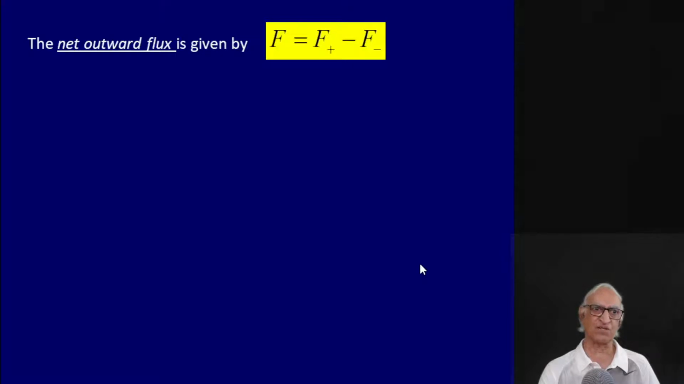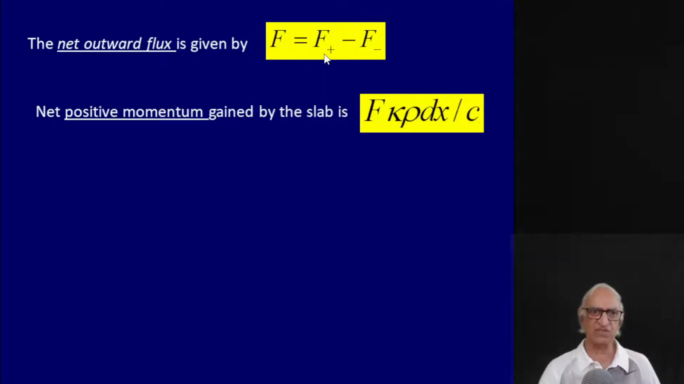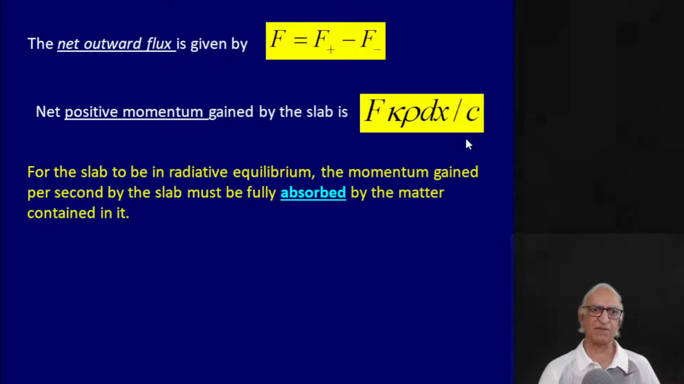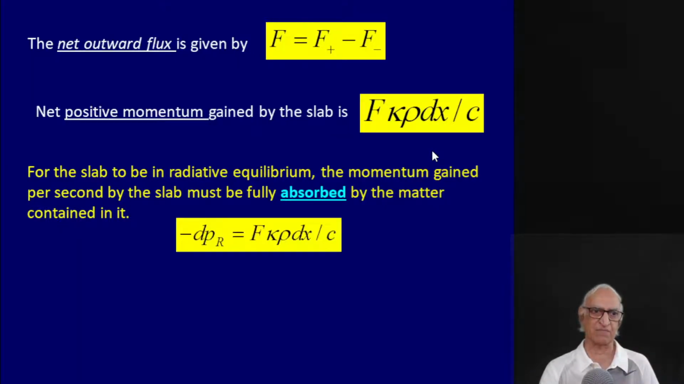Now let's get back to the story of a star in radiative equilibrium where gas pressure is also present. We said the net outward flux is given by the flux going from below outwards minus the flux going inwards. Net positive momentum, we said, is F times kappa rho dx or dr divided by the speed of light. For a slab to be in radiative equilibrium, this momentum gained per second by the slab must be fully absorbed and converted to a pressure gradient. And that pressure gradient is given by F kappa rho dr divided by c.